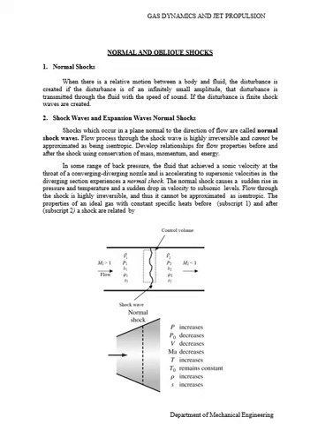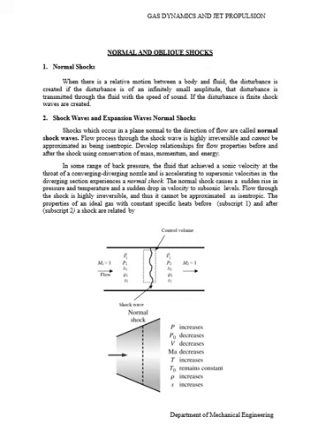The introduction of the normal shock: when there is a relative motion between a body and a fluid, a disturbance is created. If the disturbance is of infinitely small amplitude, it is transmitted through the fluid with the speed of sound. If the disturbance is finite, shock waves are created. Shock wave and expansion wave, normal shock.